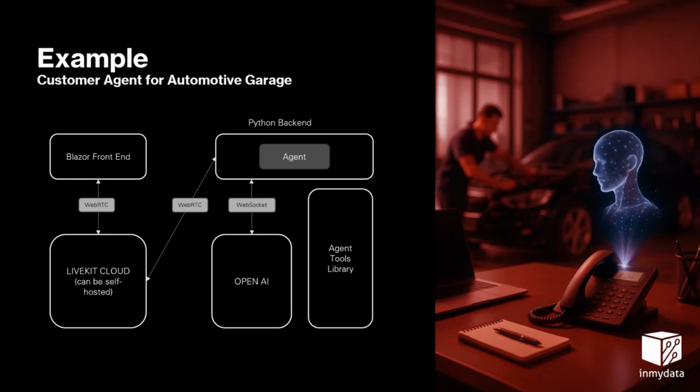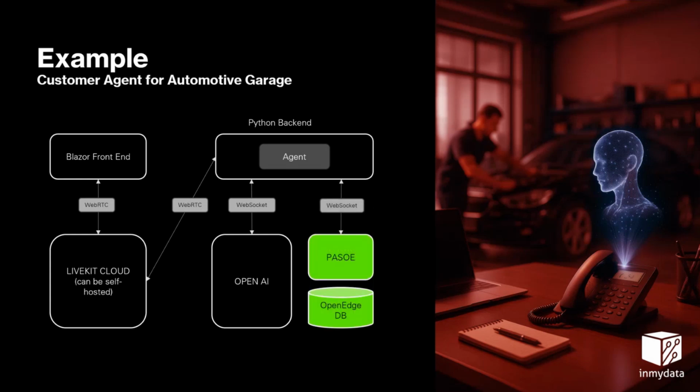The real sort of gubbins, or the real action, is happening in that Python backend. That's the agent that we've built, and I'll show you that in a little bit more detail. That agent's using OpenAI as its model to provide the intelligence for the interaction. And that model is given a bunch of different tools. We're giving it access to a DVLA API so it can look up car details, but we also give it access to a PASOE interface to allow it to talk to the database, to read and write tables to the database.